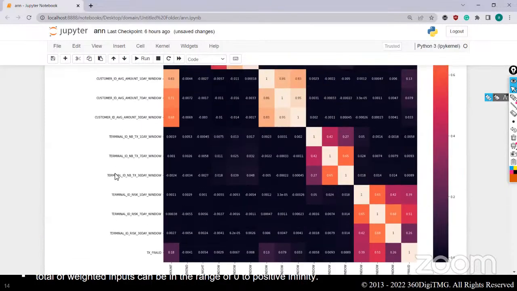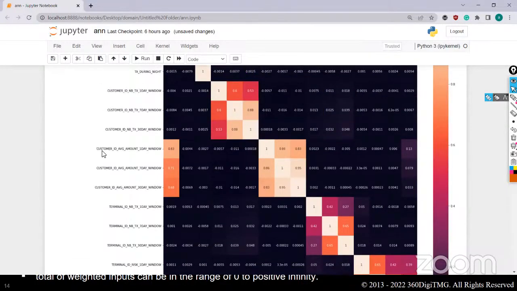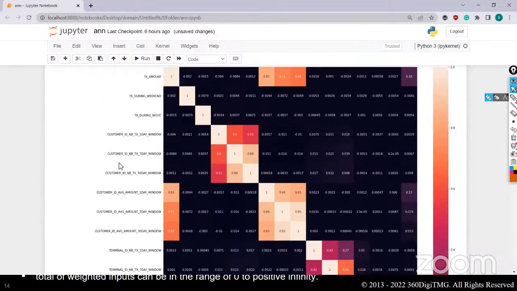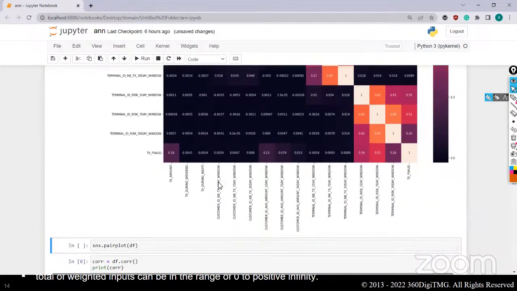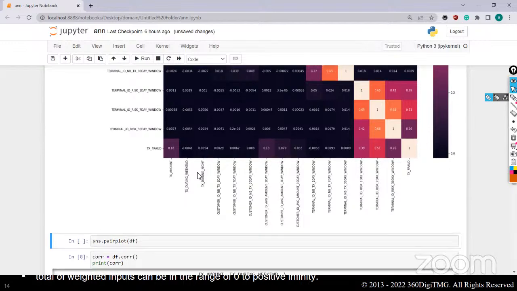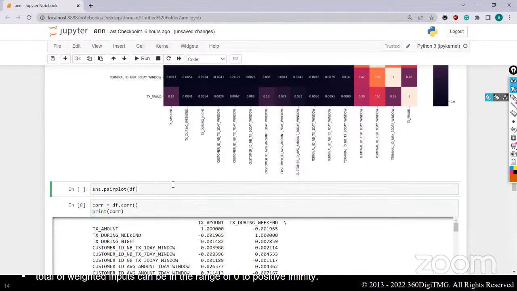We can observe that there are some values that are highly correlated to each other, but most of them are showing little to no correlation. All right. And it is even going all the way into the negatives. Okay. So then we can take a look at the pair plot.